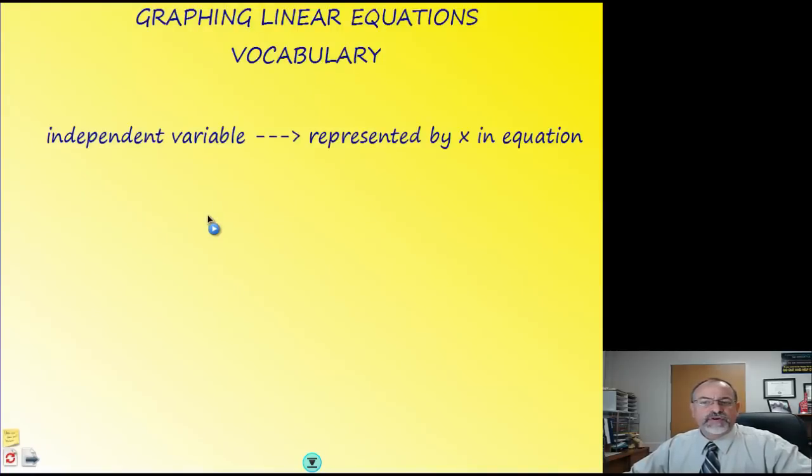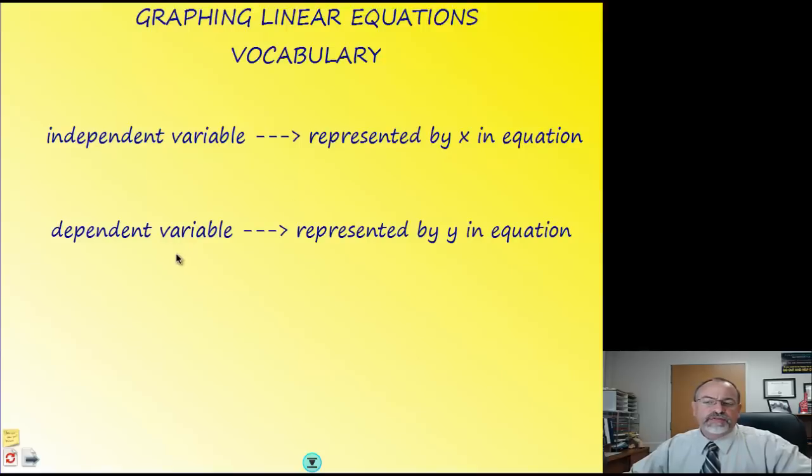Okay, some more vocabulary. The independent variable, we talked about, those are domain values. Those are represented by x in the equation. The dependent variable are the y values represented in the expression, or the y in the equation. The range then is a listing of all of those.